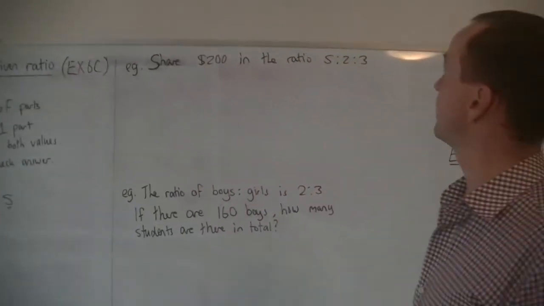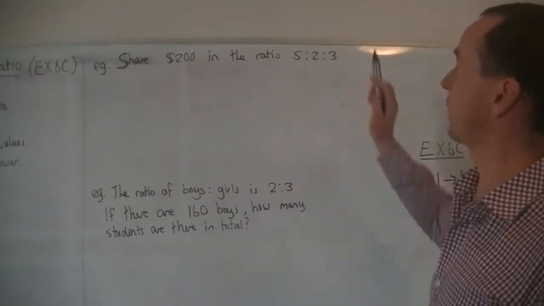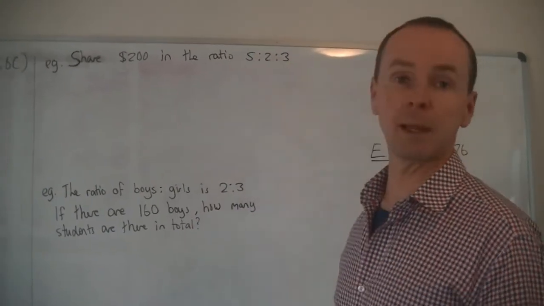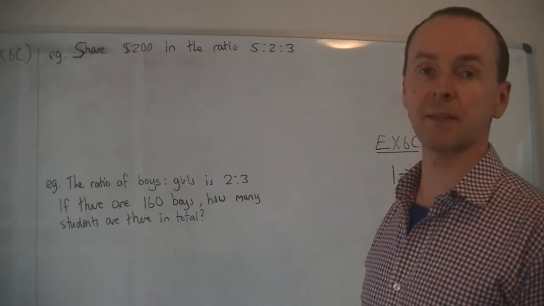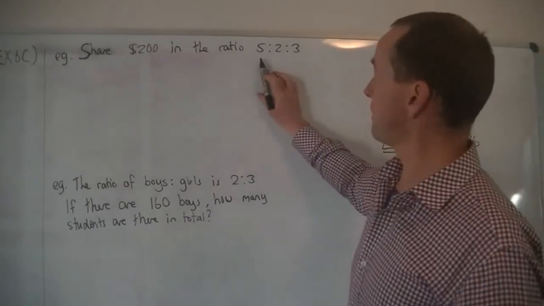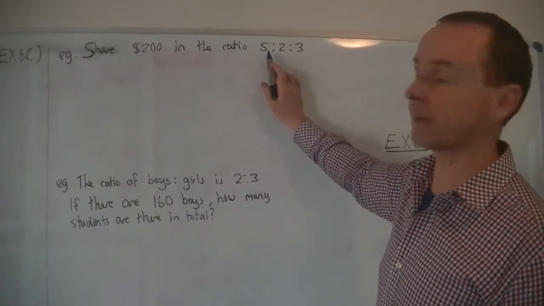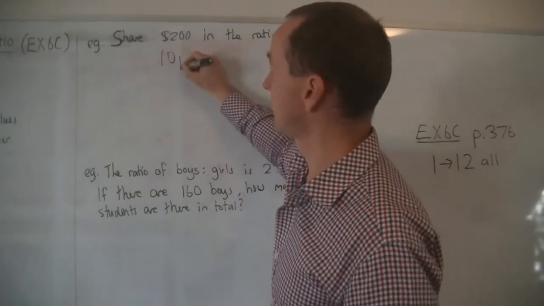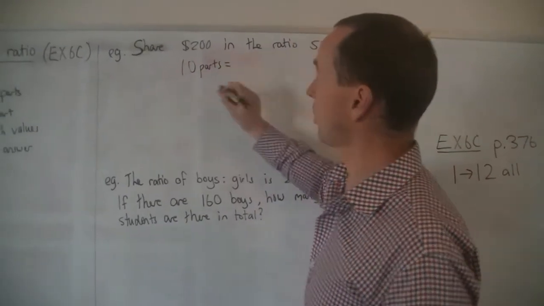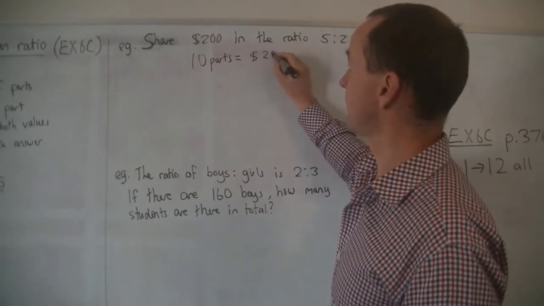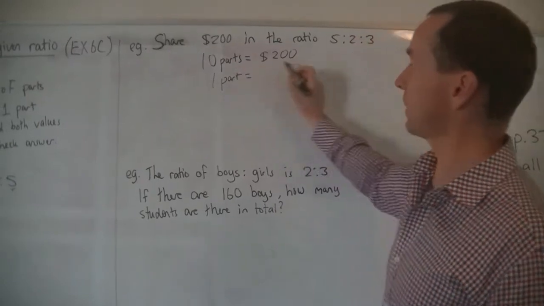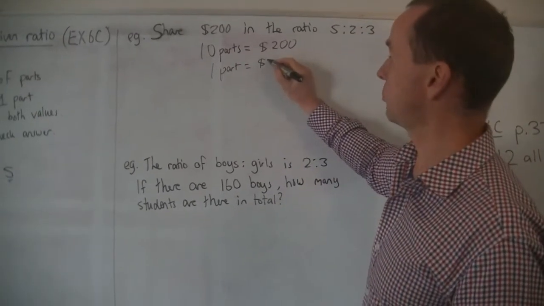Share $200 in the ratio of 5 to 2 to 3. It doesn't matter how many people or how many numbers are in the ratio, you do it exactly the same process. So 5 parts, 2 parts and 3 parts. Let's add these up together: 7, 8, 9, 10. So there's 10 parts. So 10 parts is the total, is $200. Therefore, one part, divided by 10, is $20.